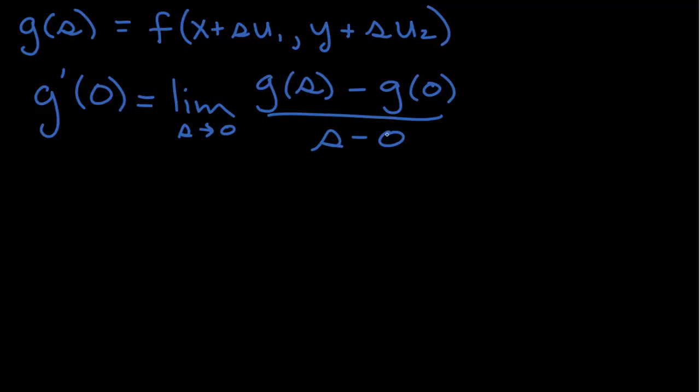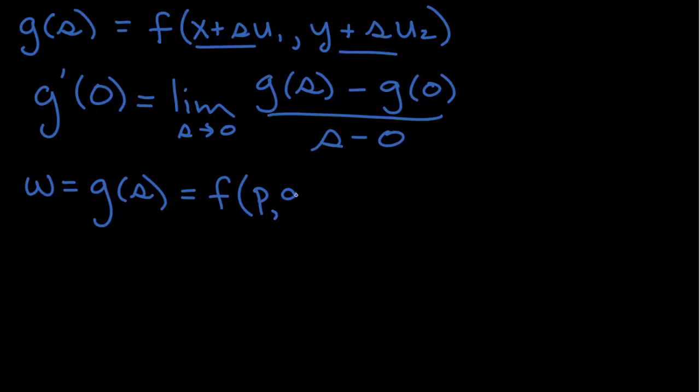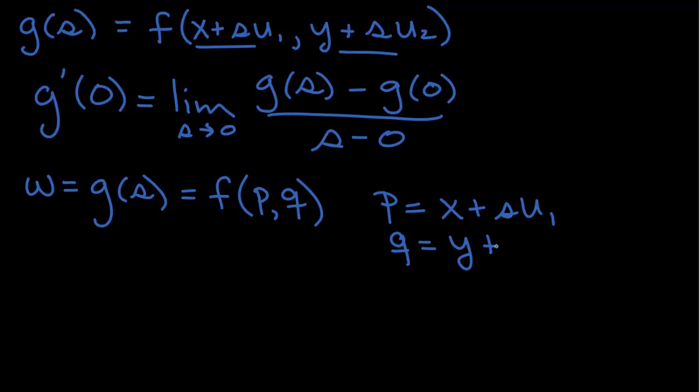Now, let's break away from that a little bit and say this. Let's look at finding g prime of 0 a different way. Let's suppose that w equals g of s. And let's also suppose that instead of f of x, y, or instead of f being this stuff, we say that it is f of p comma q, where p is equal to x plus s u1 and q is equal to y plus s u2. Let's just suppose that we have that.